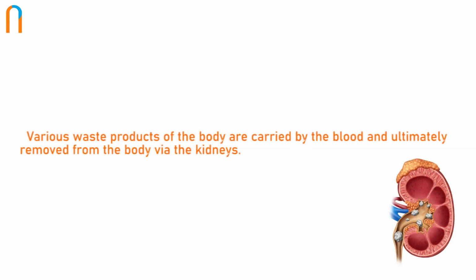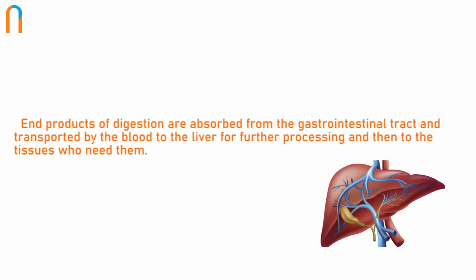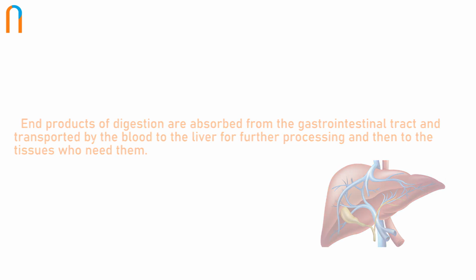Various waste products of the body are carried by the blood and ultimately removed from the body via the kidneys. And products of digestion are absorbed from the gastrointestinal tract and transported by the blood to the liver for further processing and then to the tissues which need them.